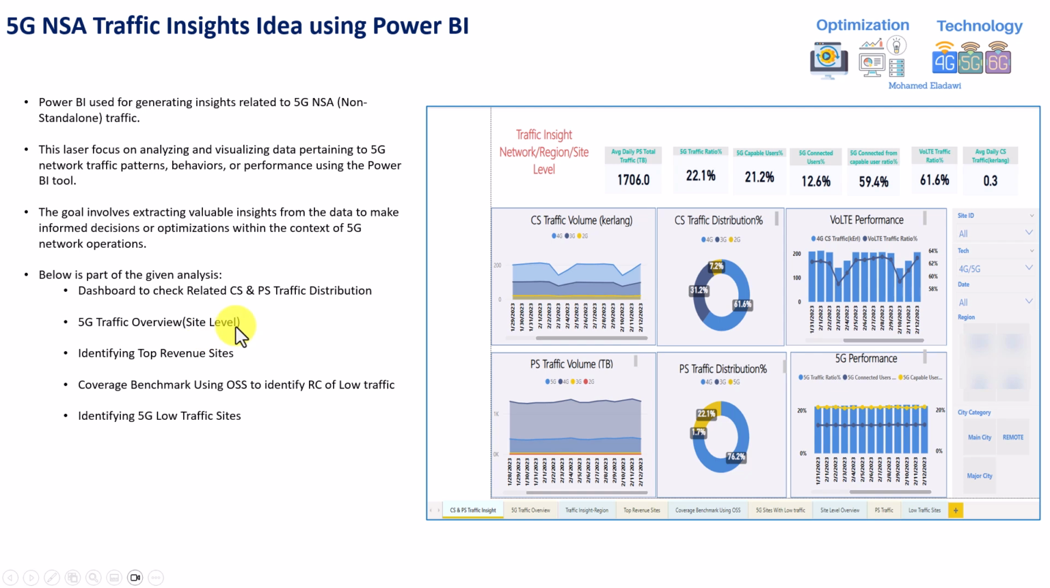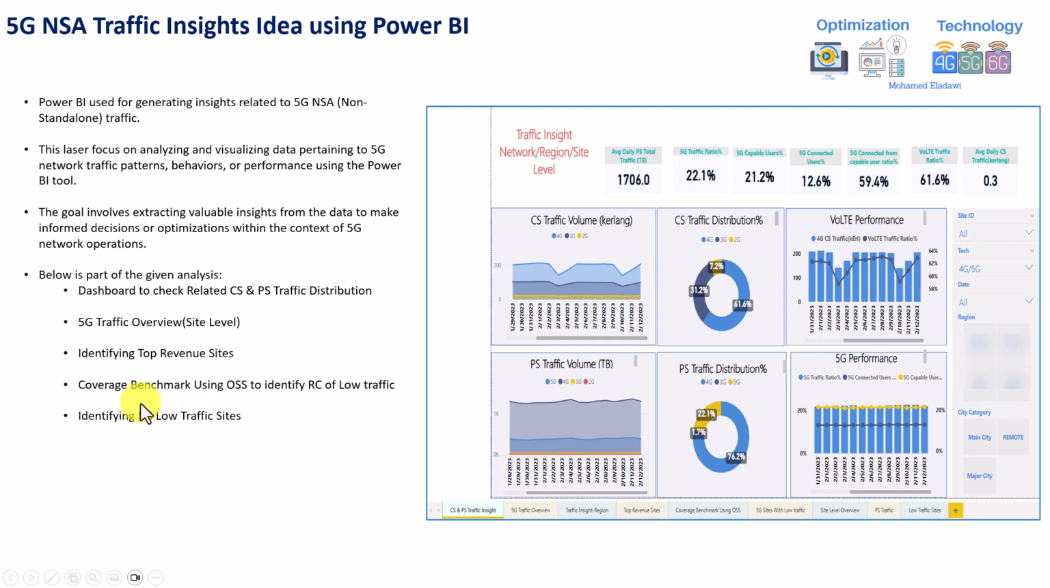I will be showing an example for that part, and also an example for identifying the top revenue sites, where you need to give a special focus because you might have some sites which are generating a huge amount of traffic, and the percentage of these sites from the overall traffic is very high. So this can be top revenue sites where you need to give special focus and optimization because they are giving high revenue.